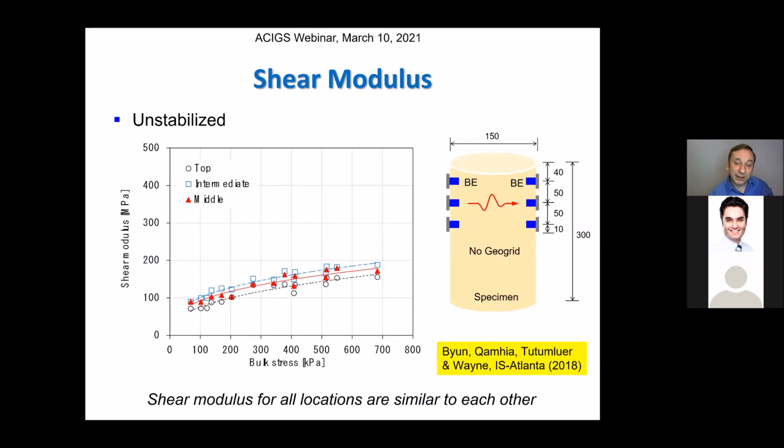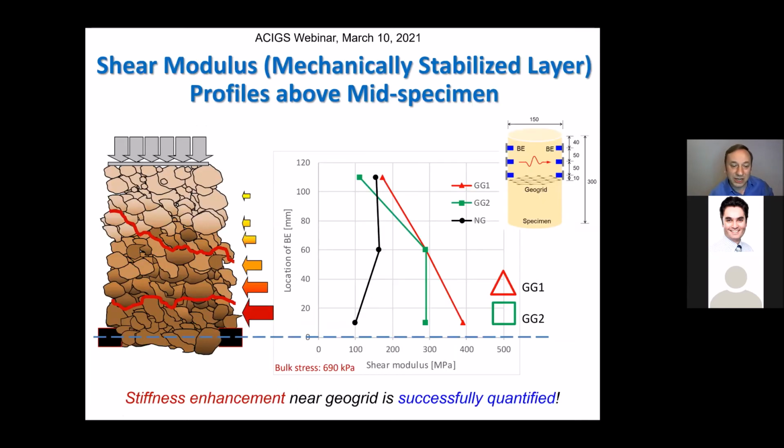And if you look at the no geogrid case, from all three pairs, we're getting the exact same shear modulus. So that means there's nothing changing. But with geogrid, there's everything changing. And that local stiffness, we were able to measure in this setup, and we were able to come up with the mechanically stabilized zone about that grid. You can see that, and you can actually generate it like that.